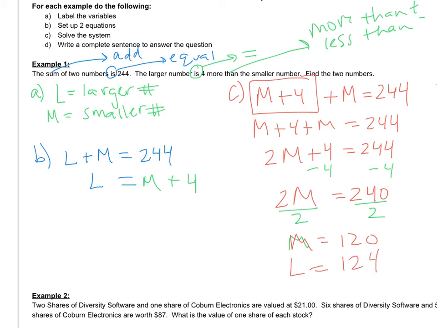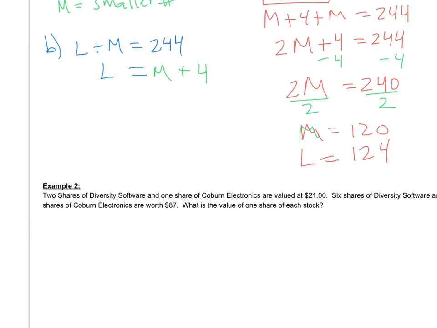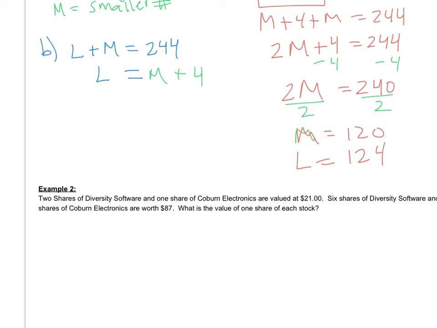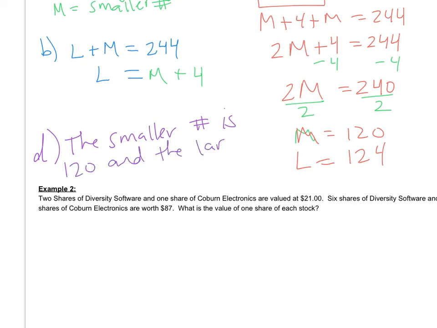And my last step then is to write my sentence. So in part D, I can write the smaller number is 120, and the larger number is 124.